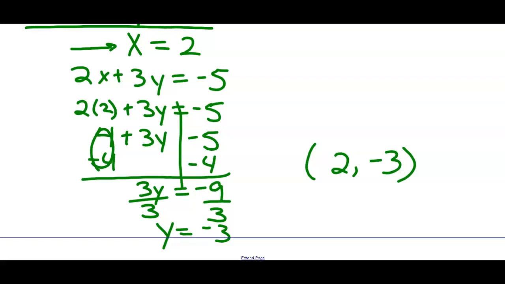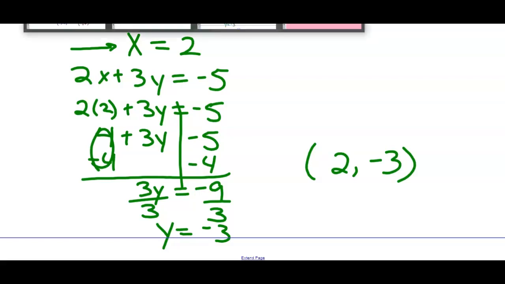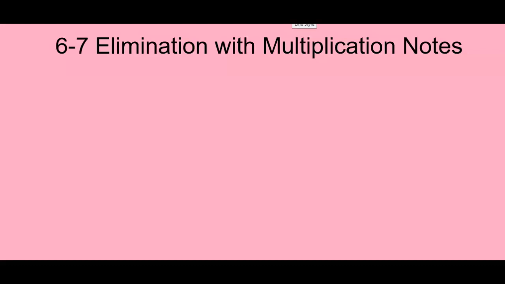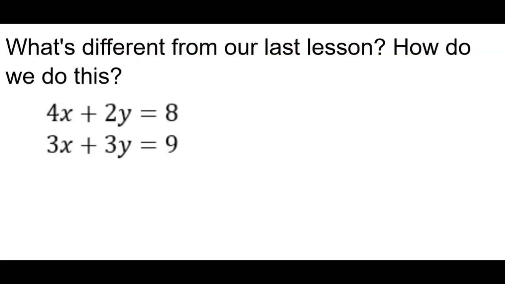I want to look at 6, 7, which we're going to do in a second. What do you notice about these? How are these different from the ones we just looked at? We can, but on this one, we're going to have to multiply both the equations. So you need to make a decision if you're going to get rid of X's or Y's.